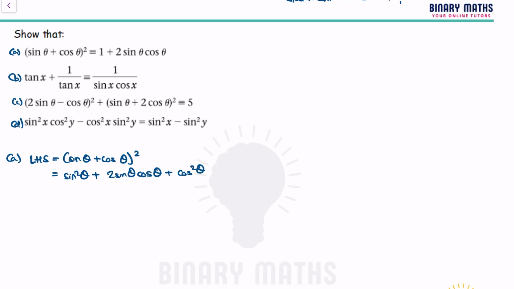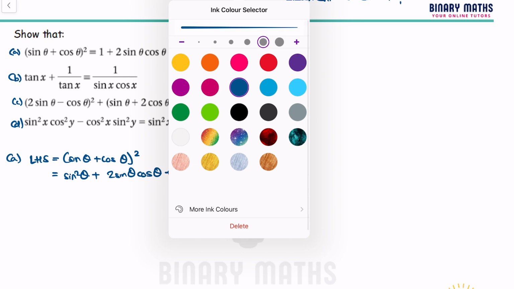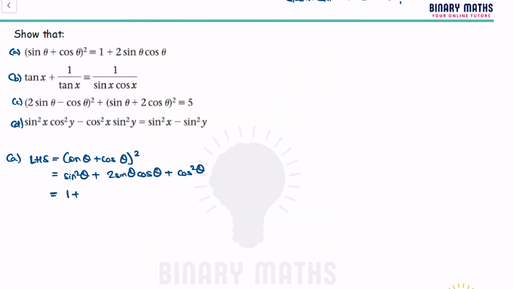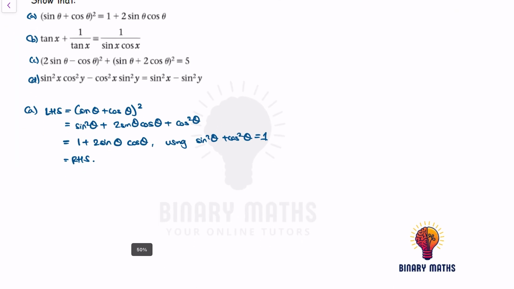Now sine squared plus cos squared gives me 1, so it's the same thing as 1 plus 2 sine theta cos theta, using sine squared theta plus cos squared theta is equal to 1, which is equal to the right-hand side. So that is true. Okay, let's do part B.